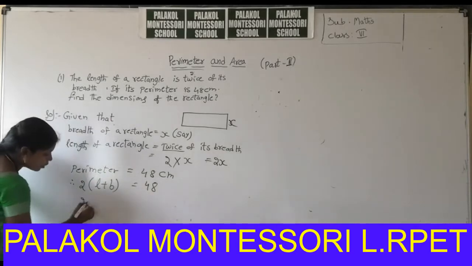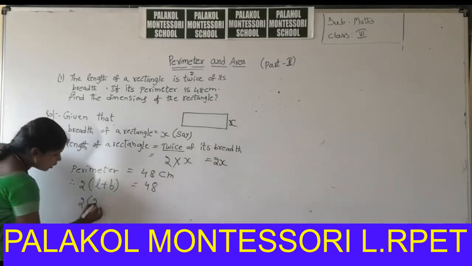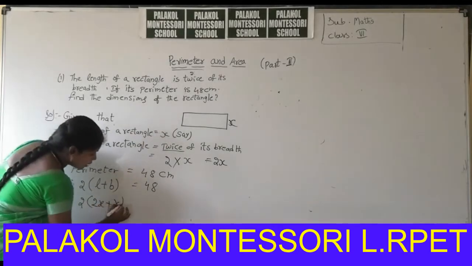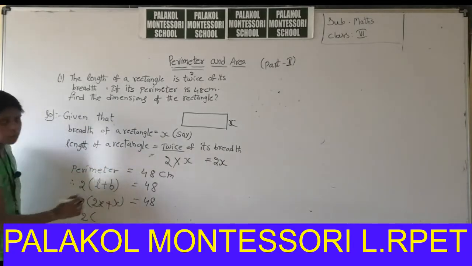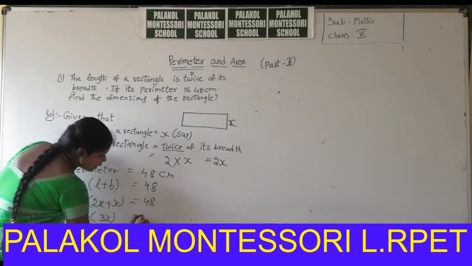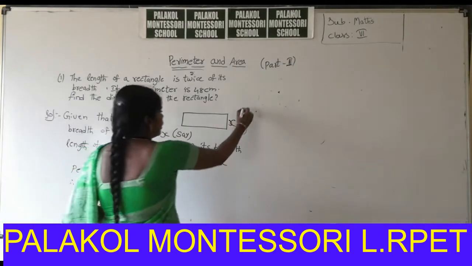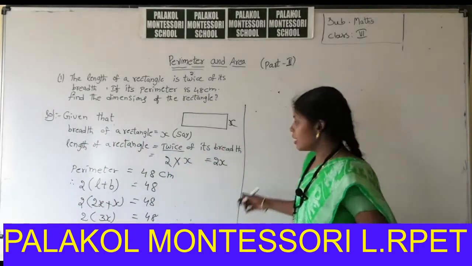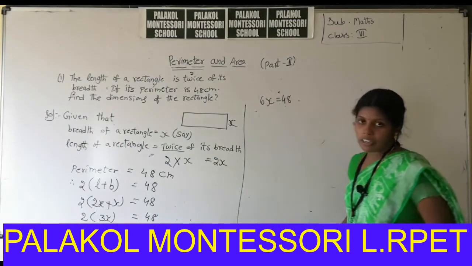So 2 into, what is the length? Length is equal to 2x, plus breadth is equal to x, is equal to 48. 2 into 2x plus x, 3x, is equal to 48. 2 3s are 6x is equal to 48.